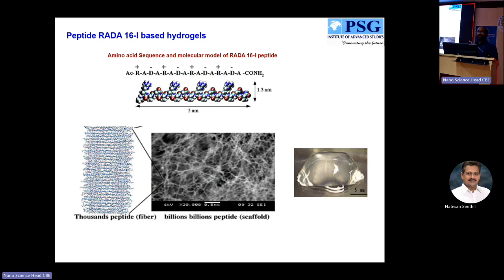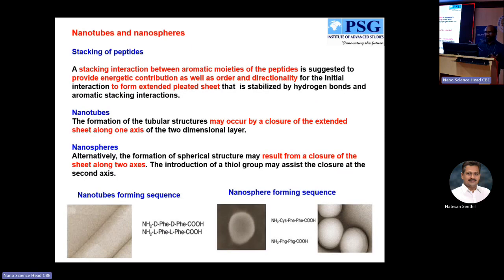So this is RADA 16, which is a very famous peptide-based hydrogel. And look, it starts with one sequence. Basically, this 5 nanometer, 13 nanometer sequence is the only sequence which is required, and the rest is just a repetition. It's a repetition of the RADA sequence as millions and thousands of peptides, and then you get a small nanogel. So that's how you are actually making this one.